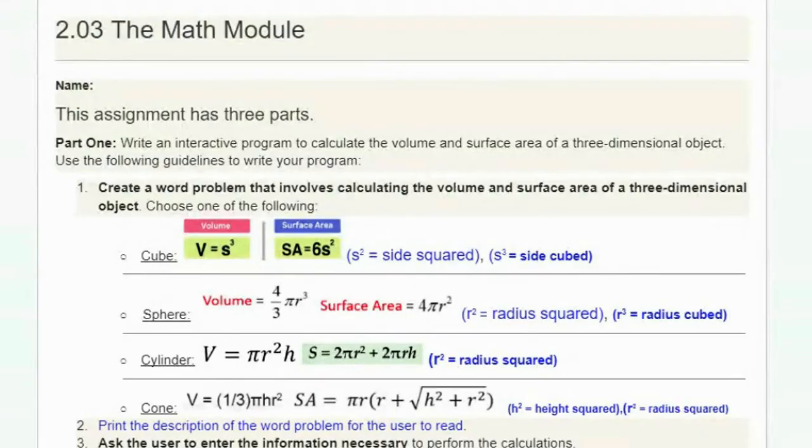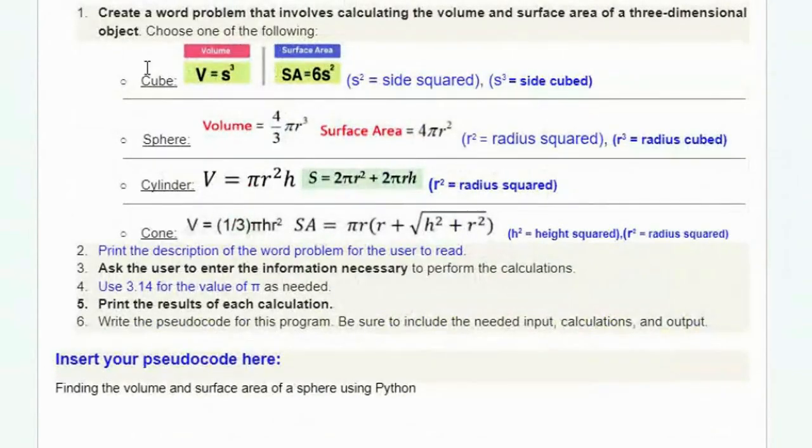Kiera, I've got your math module program you turned in. So let's go over it together and I can give you some feedback. All right, here's your template. So going through, create a word problem involves calculating the volume and surface area of some three-dimensional object.